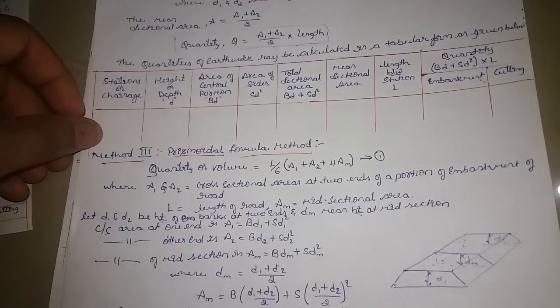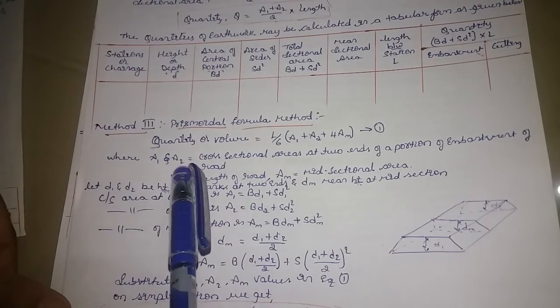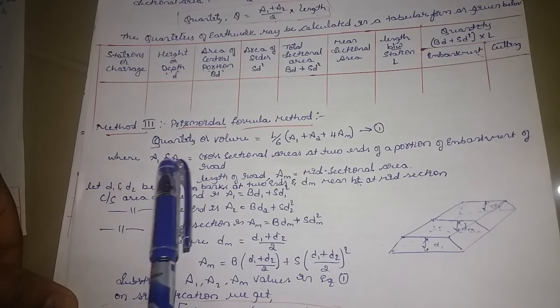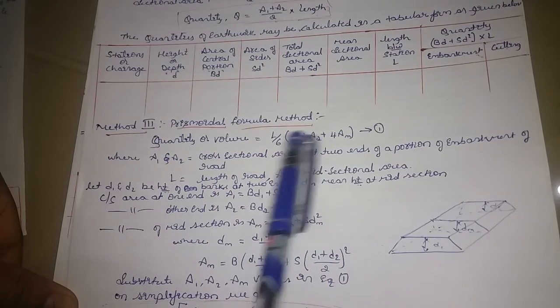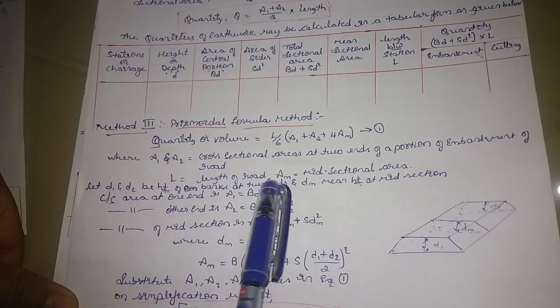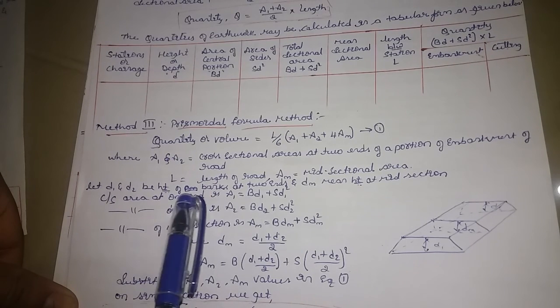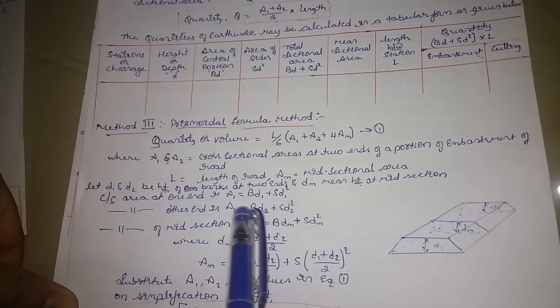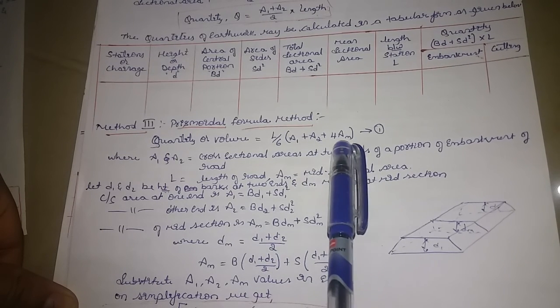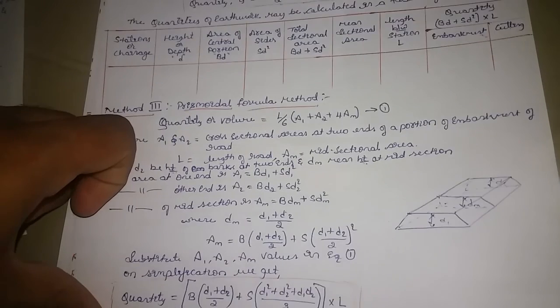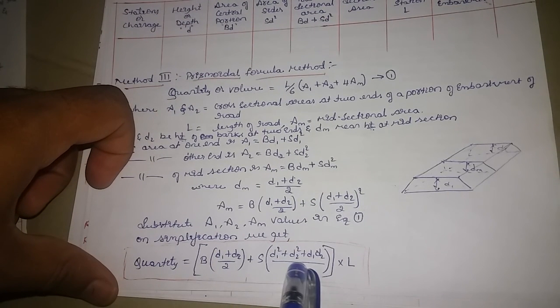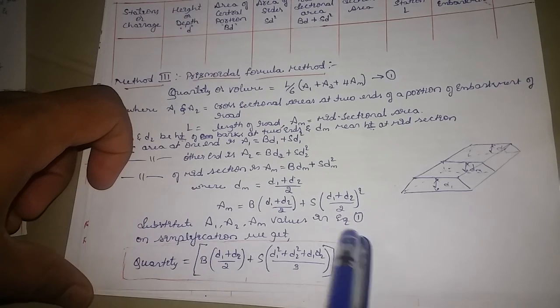Next we saw method 3, the prismoidal method. Here the volume is equal to L by 6 into A1 plus A2 plus 4 AM, where A1 and A2 are the cross-sectional areas at the two ends, AM is the mid-sectional area, and L is the length of the road. Let D1 and D2 be the heights of the embankment at the two sides and DM the mean height of the mid-section. Substituting these values for A1, A2 and AM, the final quantity will be B into (D1 plus D2) divided by 2, plus S into (D1 square plus D2 square plus D1 D2) divided by 3, into L. This is your total quantity.